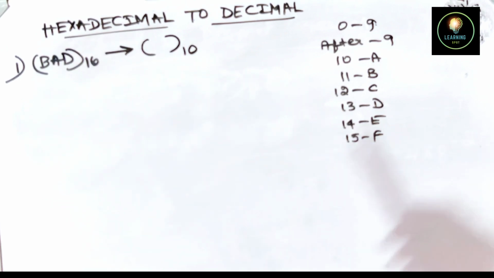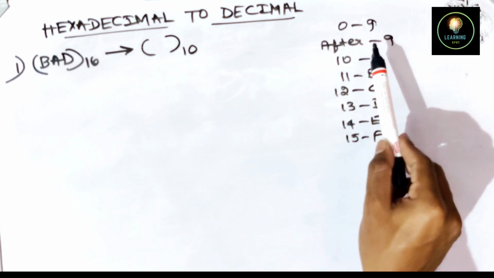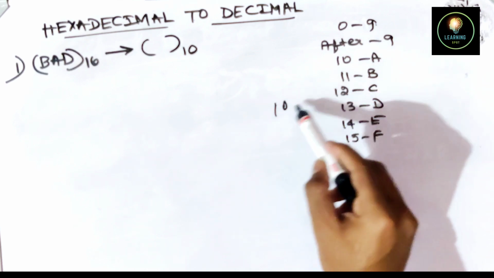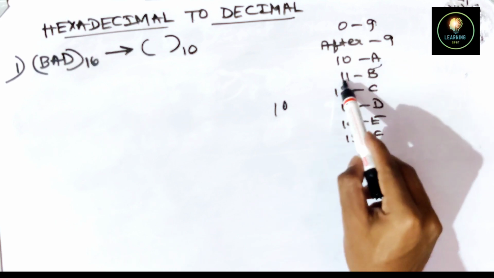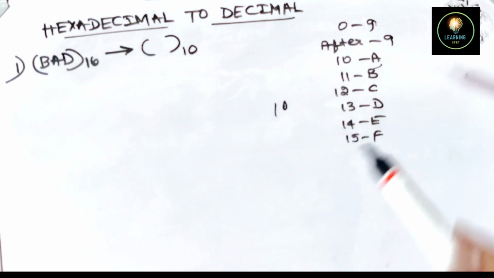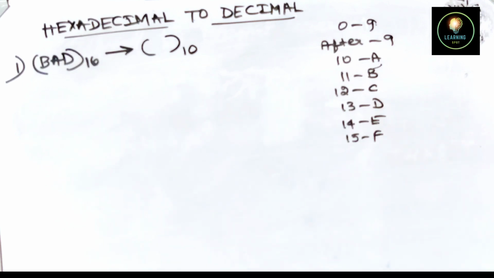Before this, 0 to 9 we write in the number system as it is. After 9 we won't write 10. We will write it as A, 11 as B, 12 as C, 13 as D, 14 as E, and 15 as F. This you should know.